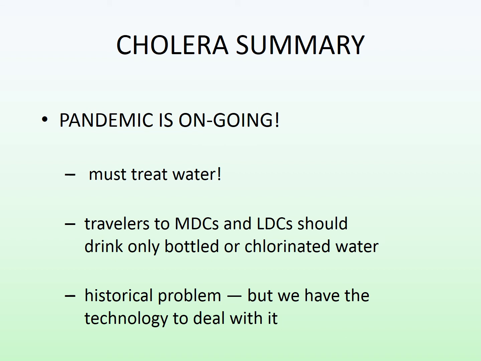Cholera is a historical problem, but we have the technology to deal with it. Cholera has ravaged humanity for thousands of years, but we have the water treatment technology to prevent the spread of cholera and to keep people well. Very simple, straightforward. Later on, as we talk about microbes, we'll run into a few microbes that are not that easy to take care of. They're not that easy to kill, and consequently, we still have problems in drinking water. But from the cholera standpoint, this is something very easy for us to control.